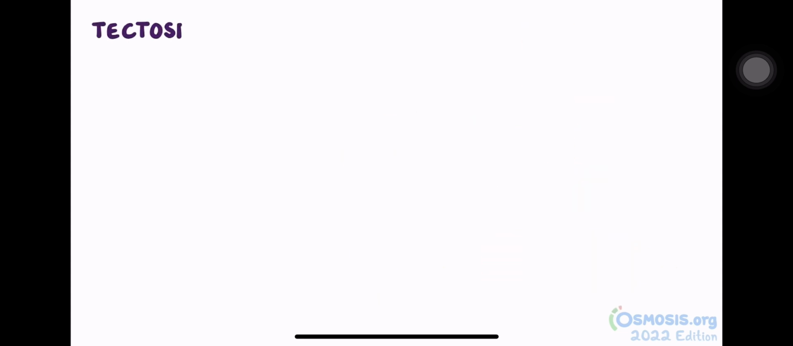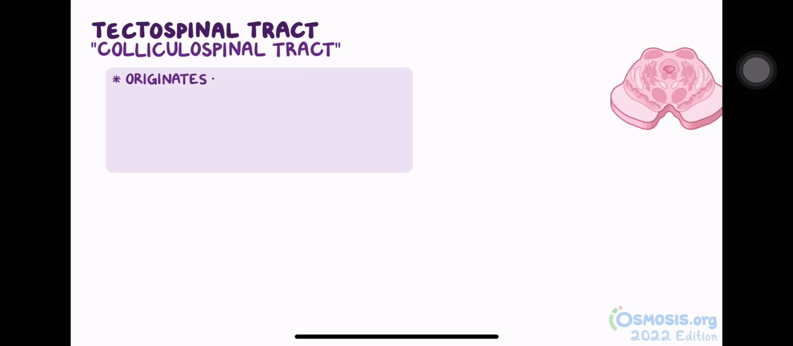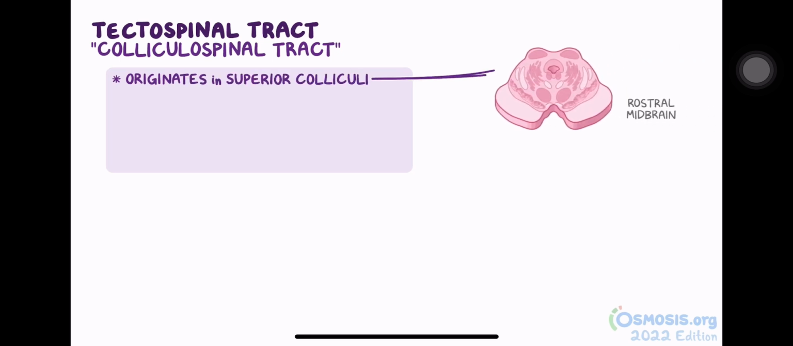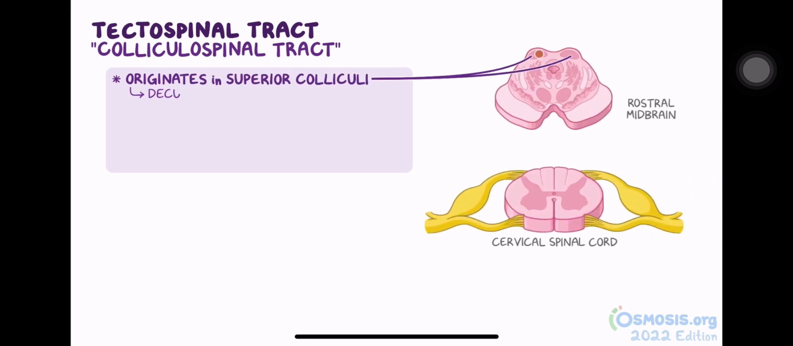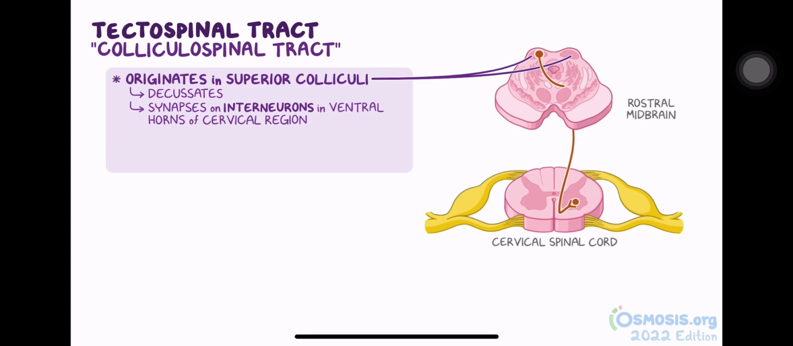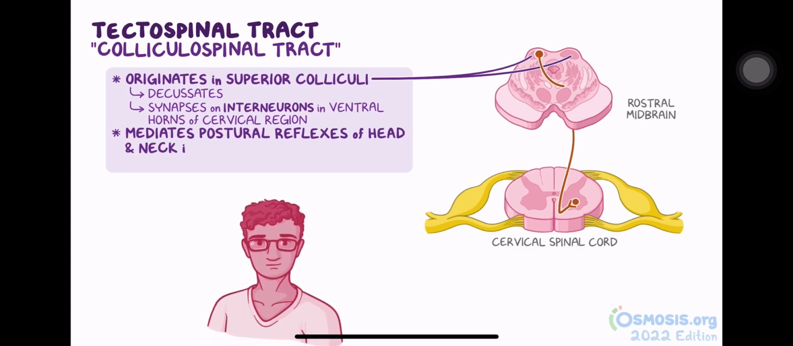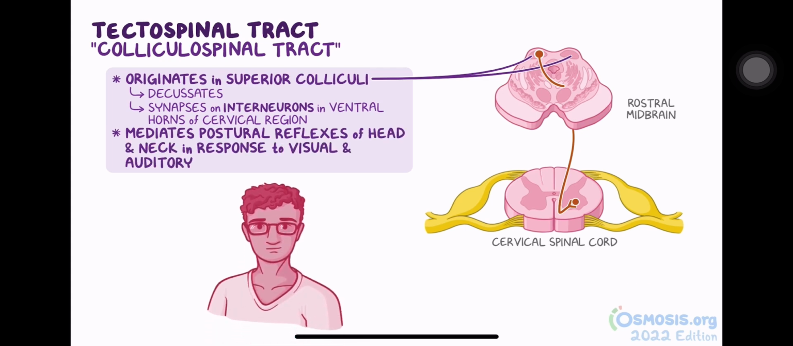Next is the tectospinal tract, also known as the colliculospinal tract, which originates in the superior colliculi of the dorsal midbrain. These fibers decussate and descend down the brainstem, enter the spinal cord, and synapse on interneurons in the ventral horns of the cervical region. Since the superior colliculi receive both visual and auditory information, the function of the tectospinal tract is to mediate postural reflexes of the head and neck in response to visual and auditory stimuli.